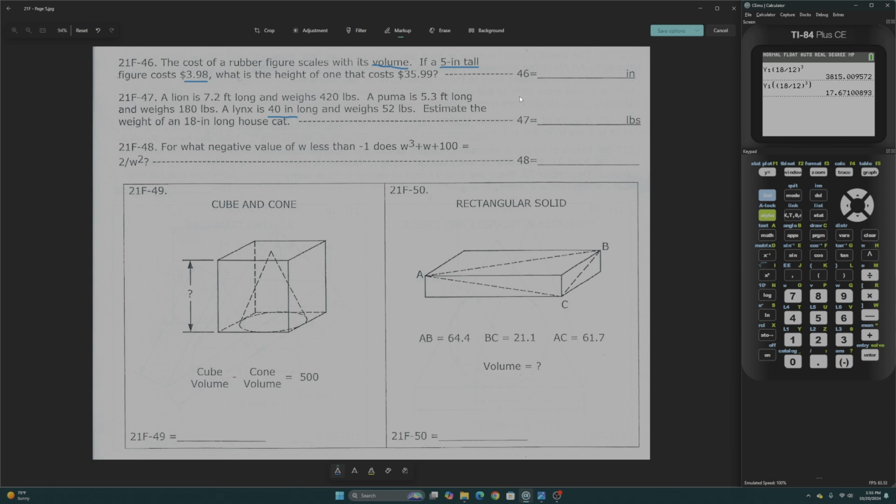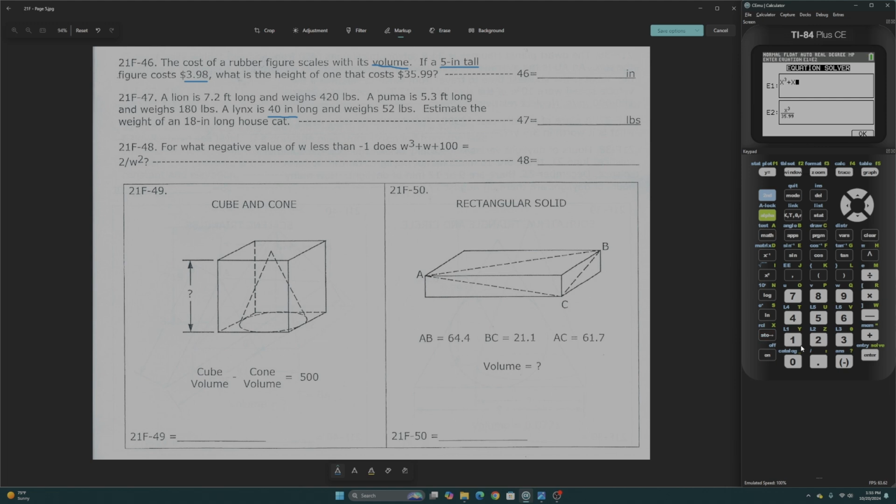48. For a negative value of w, does negative 1, less than negative 1, does all that equal whatever? This is just going to be numeric solver. 48 is always a numeric solver problem. That's why it's really handy having a TI calculator.